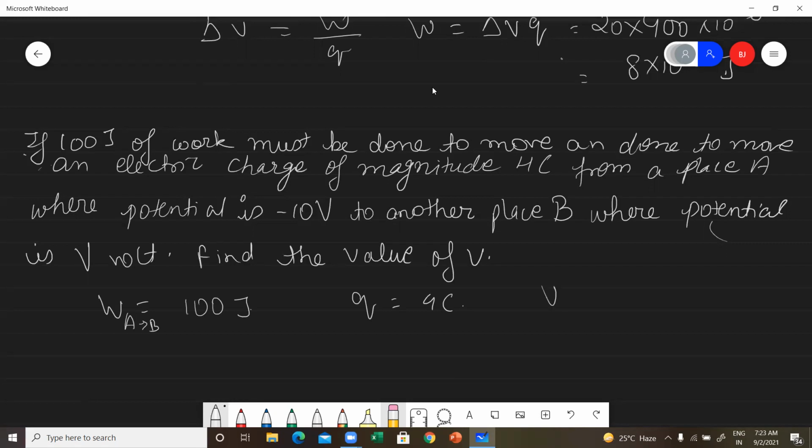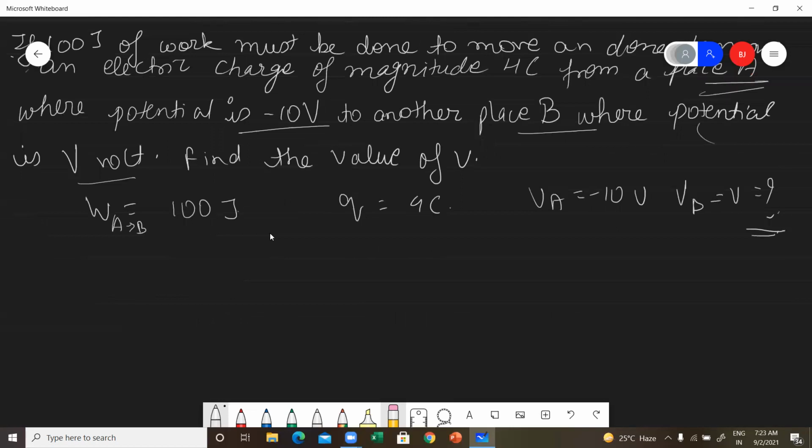So VA is given, minus 10 volt, because it is at the place A, whose potential is this one. Now another place B, the potential is VB. So VB is equal to V volt, which we have to find out. So our formula is what? VB is my final.